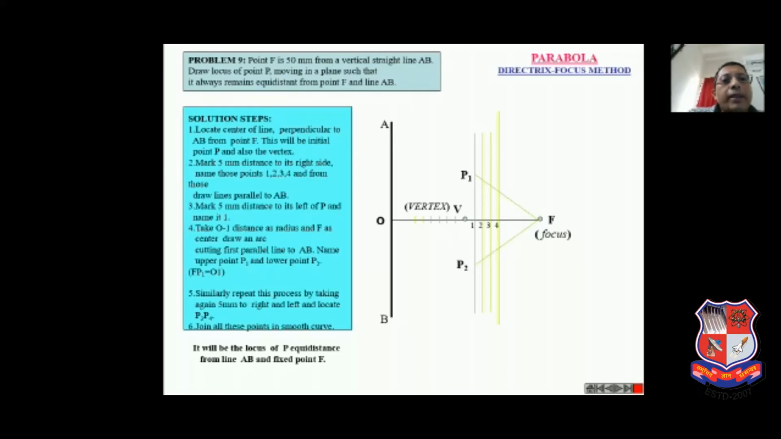So, similarly, repeat this process by taking again 5 mm to right and left and locate P3, P4. Join all these points in smooth curve. So, this is our required curve, parabola by directrix focus method.